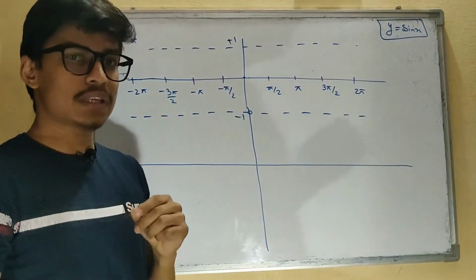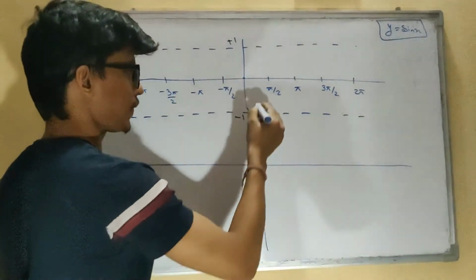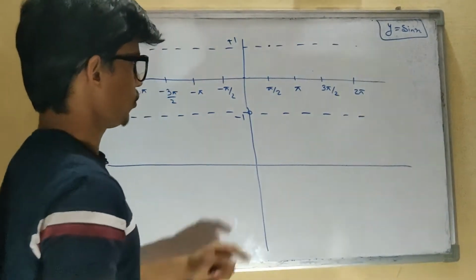And what is the value of sine at pi by 2? Sine pi by 2 is 1. You know that sine 90 is 1. So sine 90 is 1. Just make a dot like this.